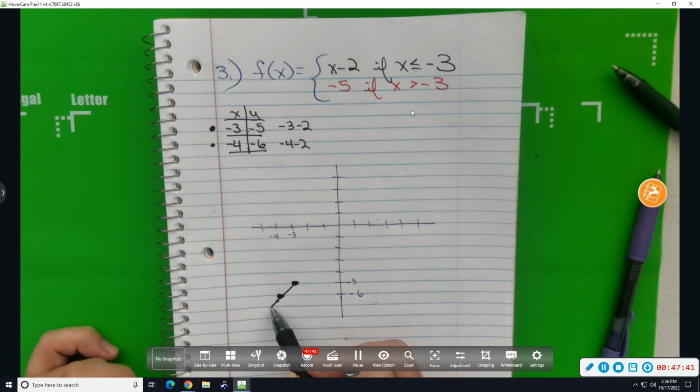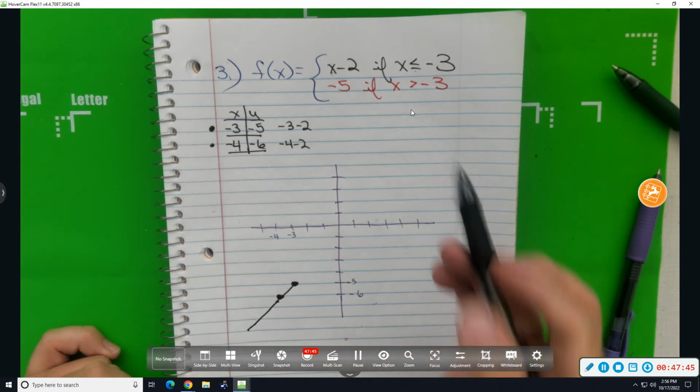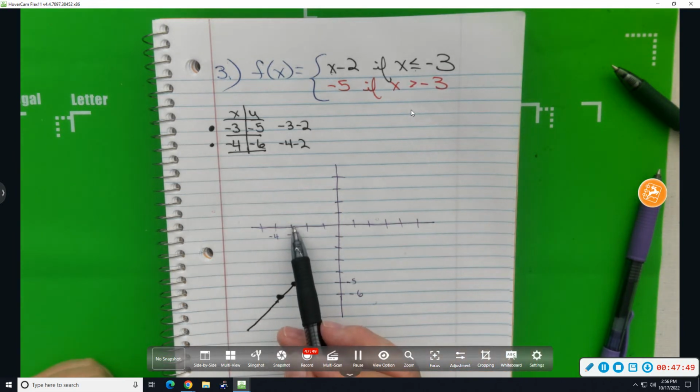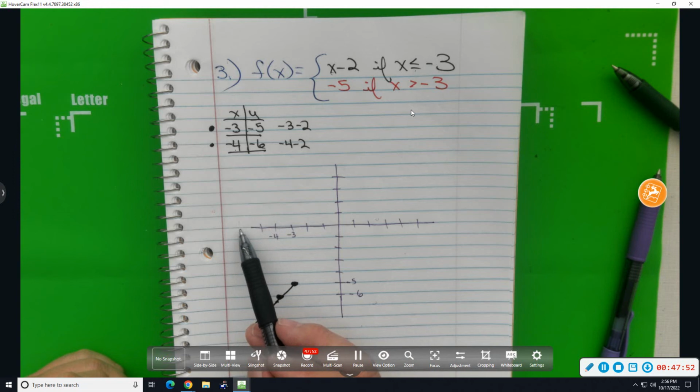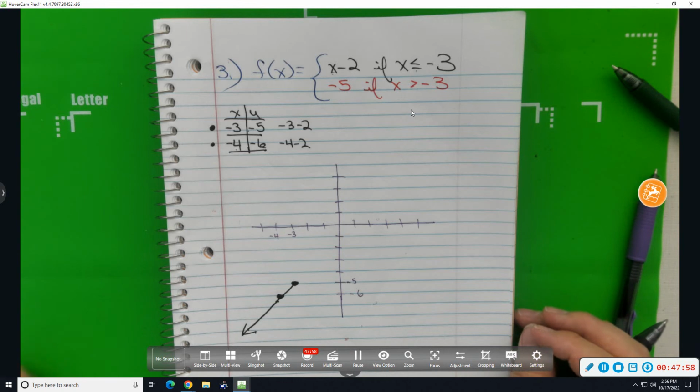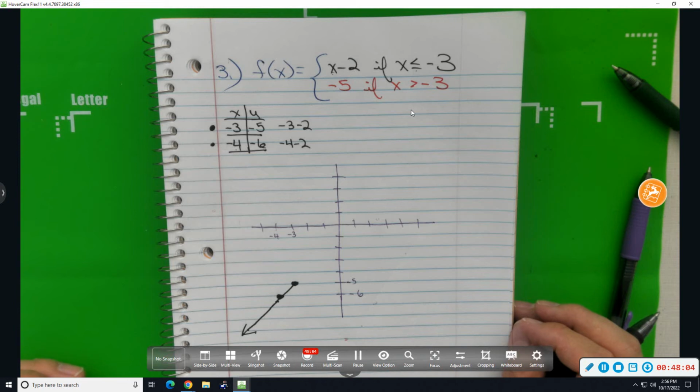Does the graph stop? No, x less than negative 3. That starts at negative 3 on the x-axis. It keeps going on towards the left. So the left side of the graph will have an arrowhead. Any questions on that part?